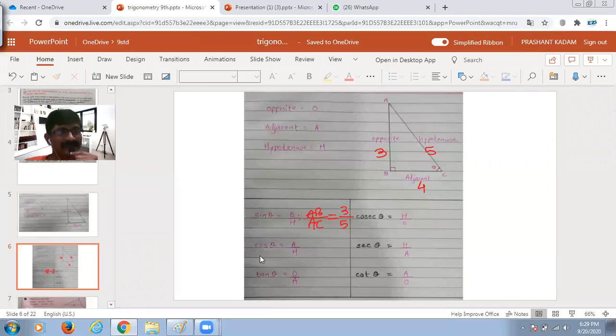This is the second T ratio, that is cos theta. First one was sine, second is cos. Cos is adjacent upon hypotenuse. So let you remember O, A, OA. Sine, cos, tan. O, A, OA. So what will be adjacent upon hypotenuse over here? BC upon AC. So this will become 4 by 5.